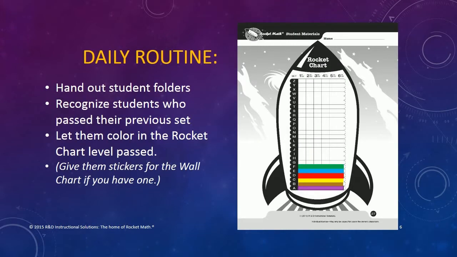Here is the daily routine. 1. Hand out student folders. 2. Recognize students who passed their previous set. 3. Let them color in the rocket chart for the level they passed. Give them stickers for the wall chart, if you have one. Then you are ready for students to begin practicing.